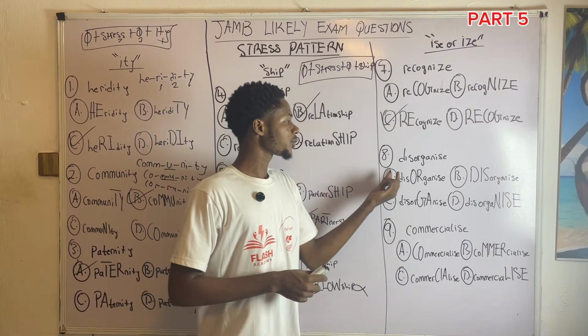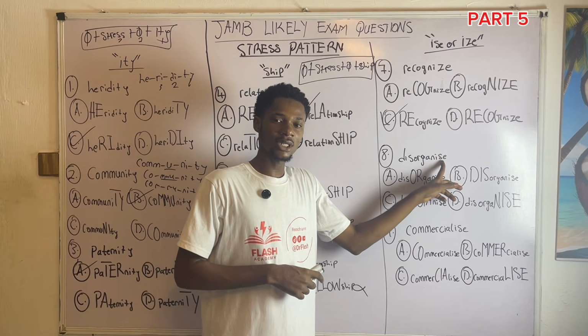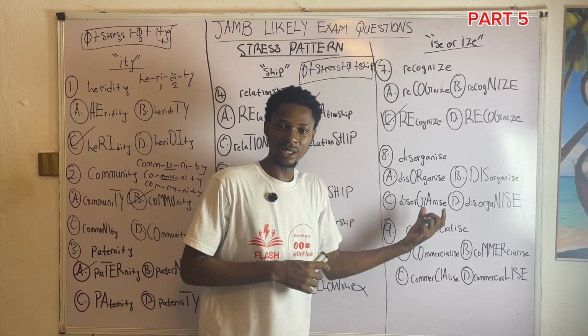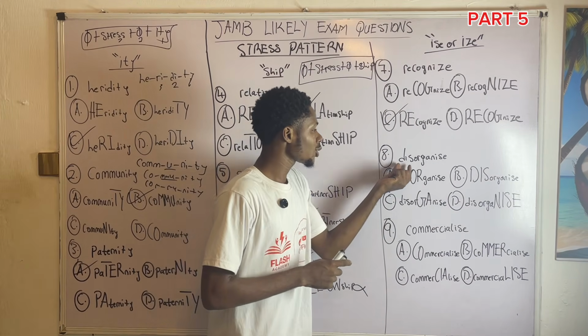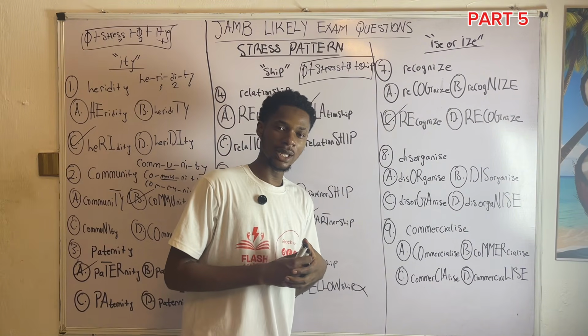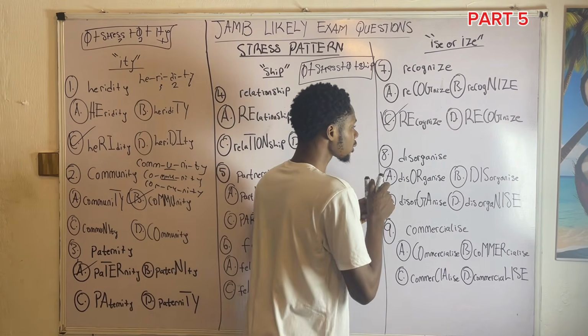Question 8. We're having disorganized. Notice that this one I could have easily written ZE, but I chose to use SE, which is the standard one. This one was just for simplicity's sake. Okay, take note of that. So you have what now? Disorganized. How do you stress disorganized? The stress will be on the what now? The third syllable from the last. So we have what now?